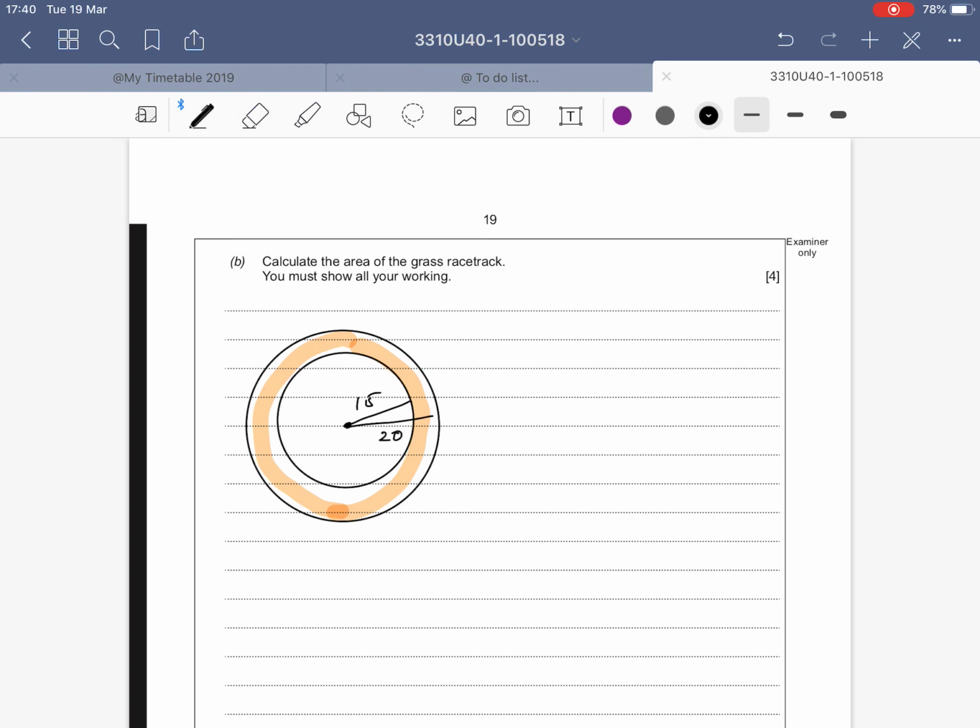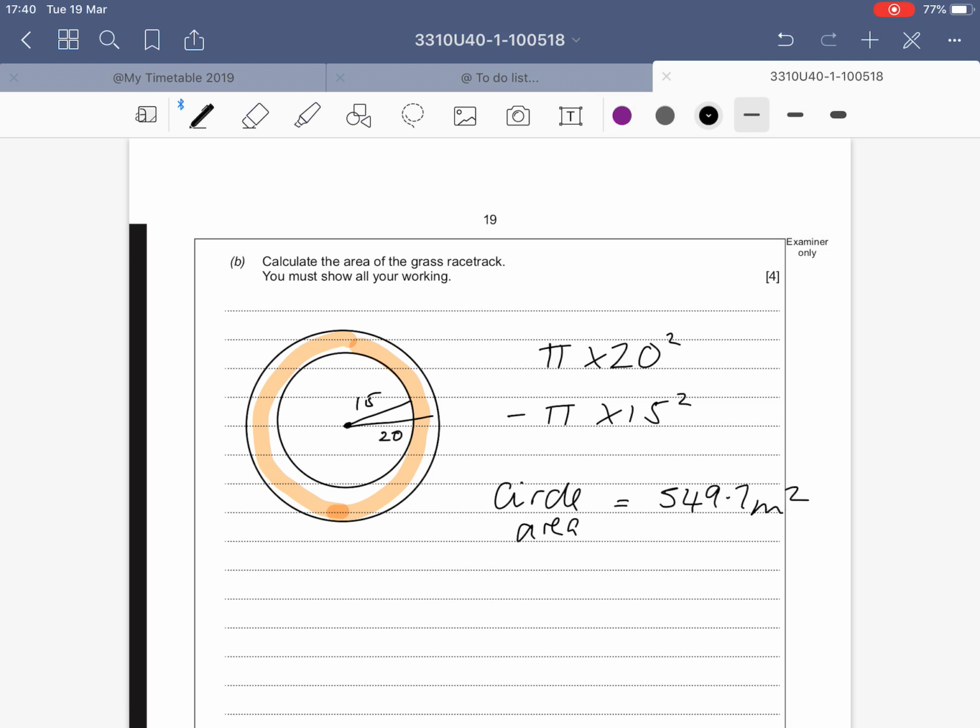So if I do a circle of 20 and found the total area of that, so pi times 20 squared. And then I get the smaller circle, the white circle that has been cut out of the inside, pi times 15 squared. And if I take them away from each other and I type them into my calculator, this circle area works out to be 549.7 metres squared.